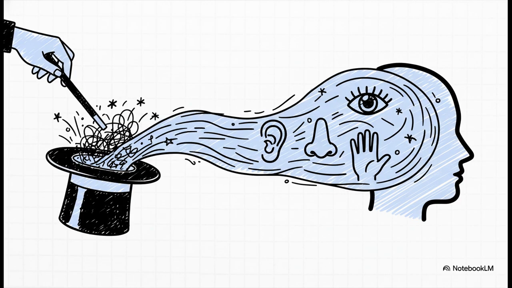But what if I told you there is a better way? A way to actually show it? It's a method that works directly on the reader's brain. A technique so effective it honestly feels like a magic trick. It's what our source material calls the Hollywood technique.